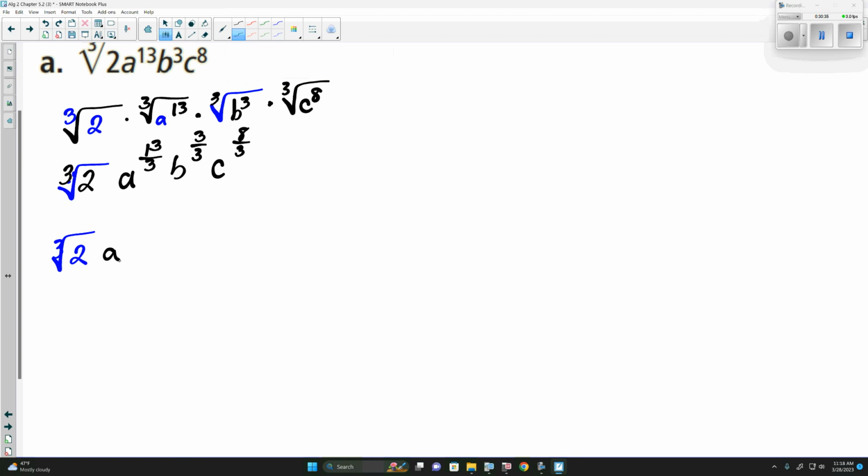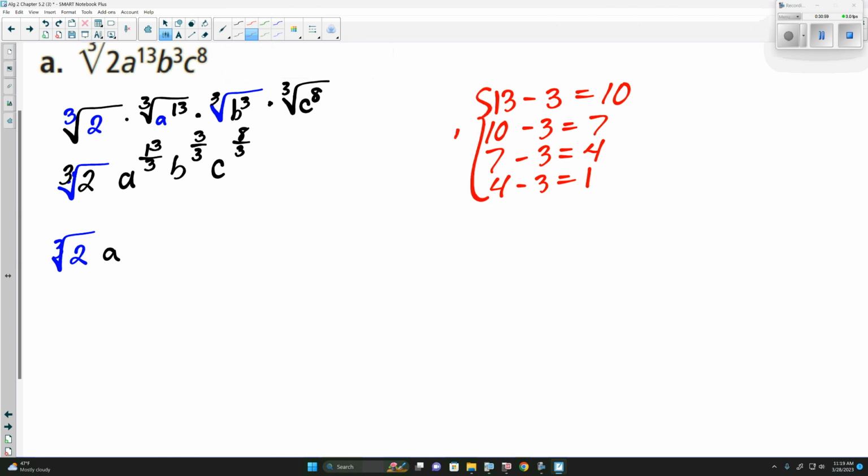So if we look at 13/3, we can see how many times we can remove 3 from 13 to give our whole number. It's going to be 4. 13 minus 3 is 10. 10 minus 3 is 7. We can do it again. 7 minus 3 is 4. 4 minus 3 is 1. So the number of whole groups of 3 we can take out of 13/3 is 4. And what we have left over is 1/3.